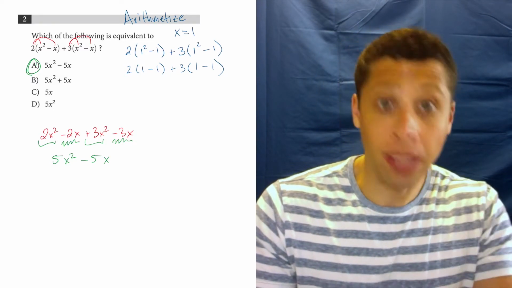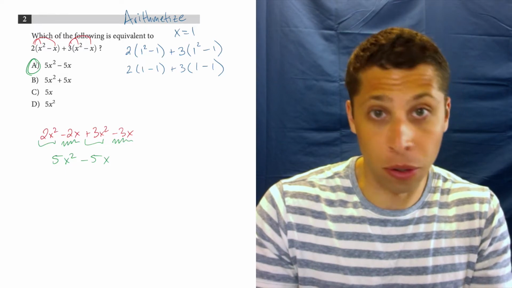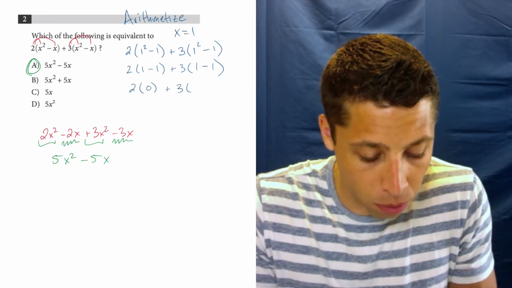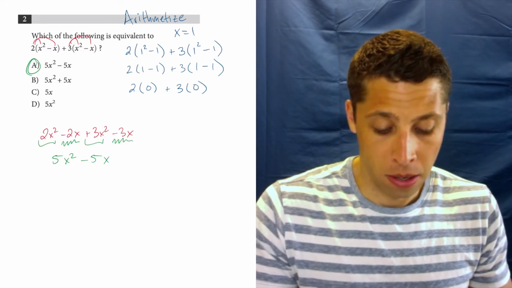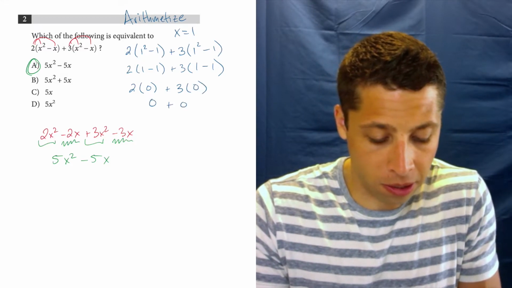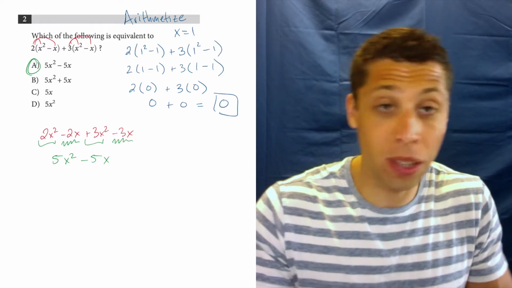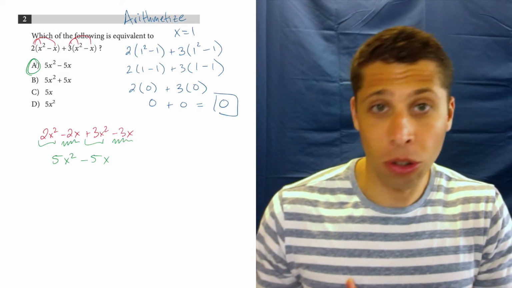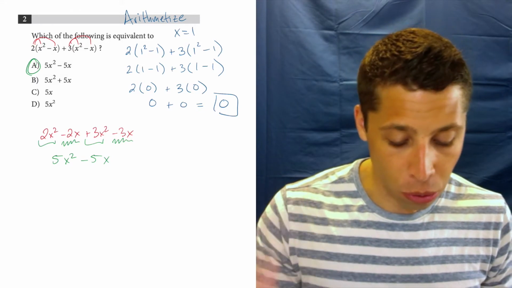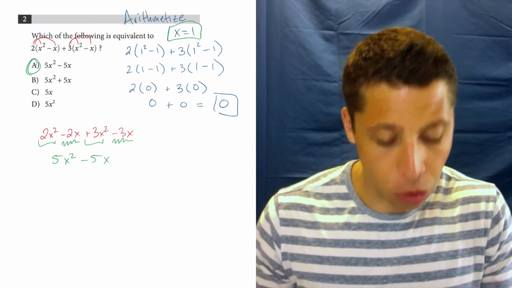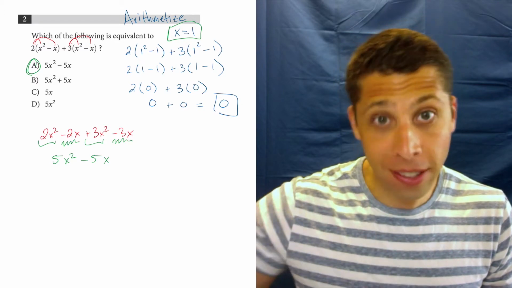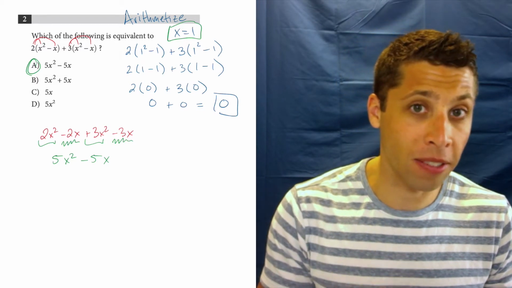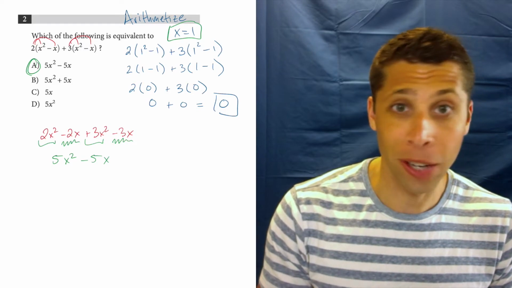And then I do the parentheses, right? So I got to do the subtraction. So 1 minus 1 is 0. 1 minus 1 is 0. So this is really just 0 plus 0. And so 0 is what this comes out to. And so now what I would do is I would go to my answer choices and I'd make that same substitution. X is equal to 1. So all the x's in the choices should also equal 1. And I'm looking to see which one gives me 0 when I do that.